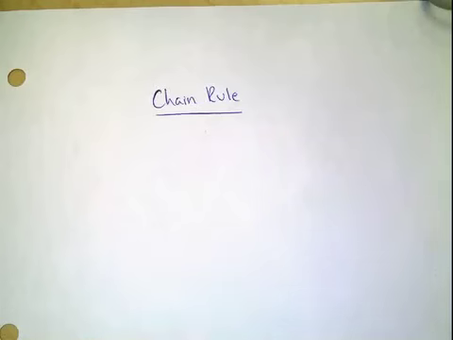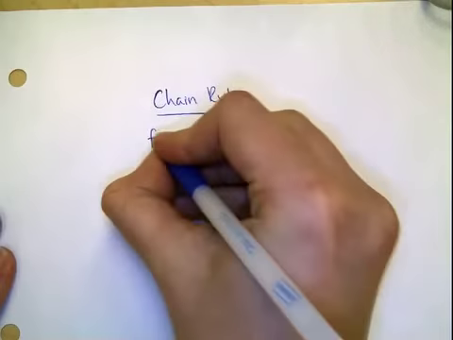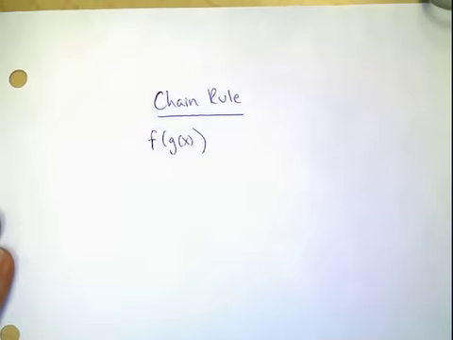Okay, so the topic of this video is chain rule, and chain rule is this kind of useful technique for deriving functions that are composite functions. That means a function inside of a function. So like f of g of x is a composite function, and we want to derive it.